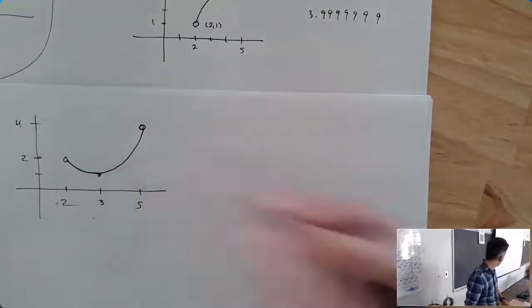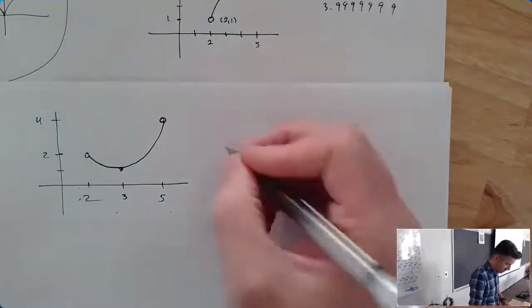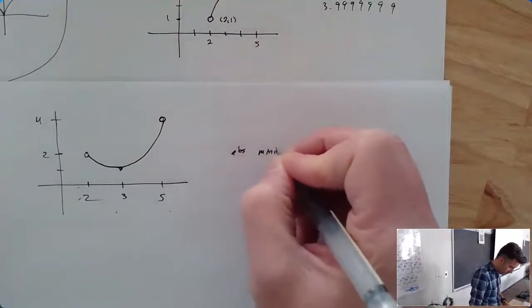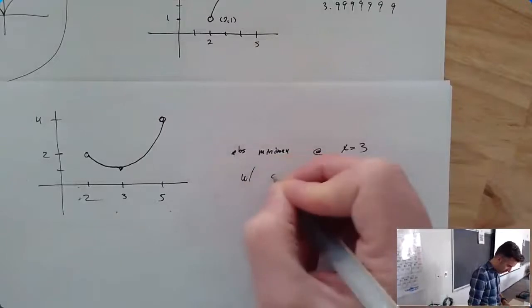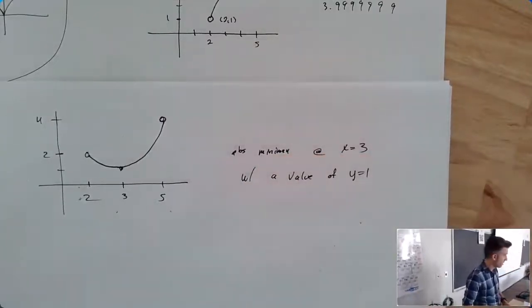So here's a function that's continuous on an open interval, and it definitely has an absolute minimum. There's an absolute minimum at x equal to 3 with a value of y equal to 1. But there is no absolute maximum.